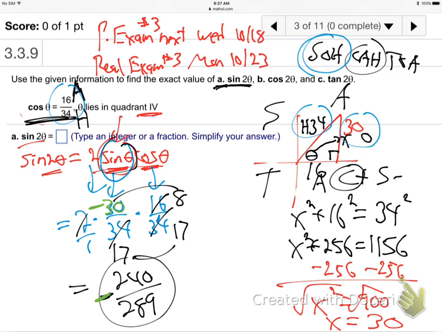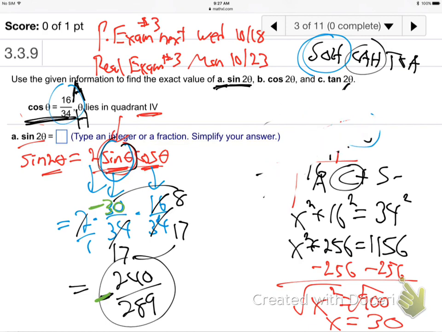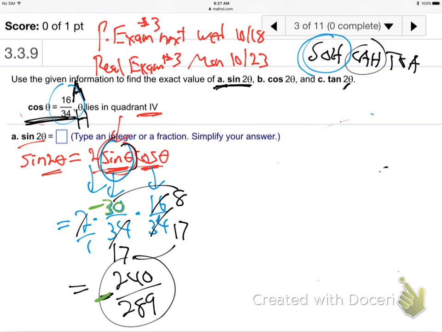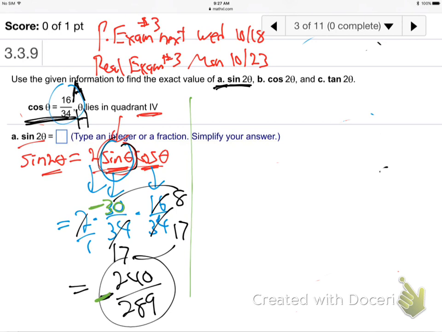Questions I can answer? All right. So that's part A. They wanted the sine of 2 theta. The rest will be easy. Whoops, I shouldn't erase the triangle, because I'll need him. Will I? No, I won't need him. Let's erase that triangle. Okay, so there's part A. Let's put a line there. Now part B, that's all part A.